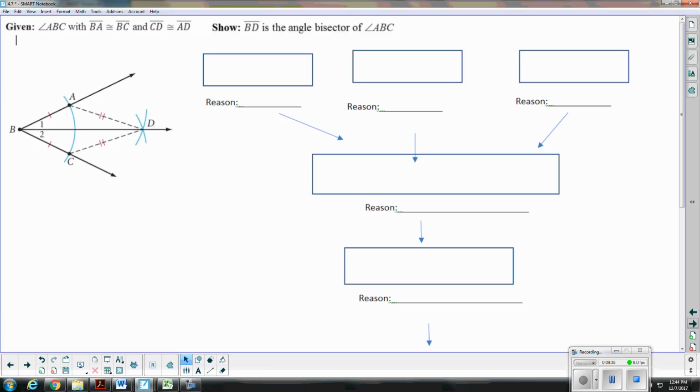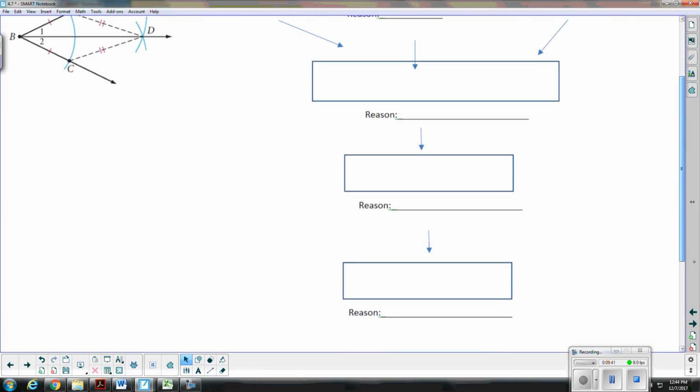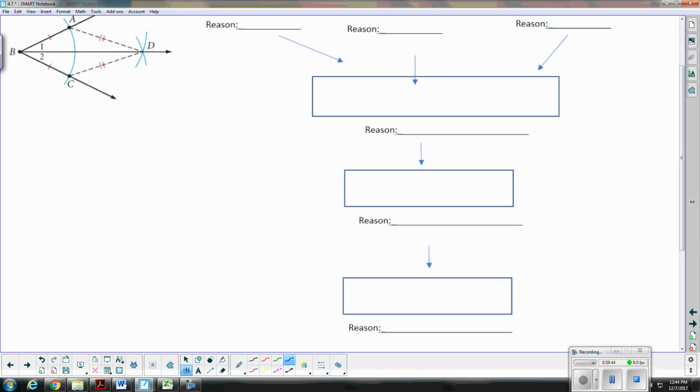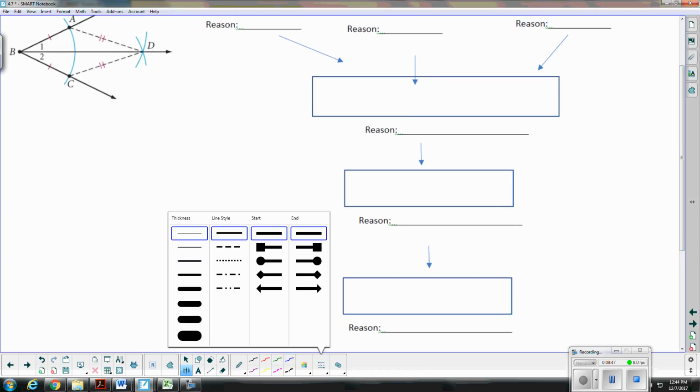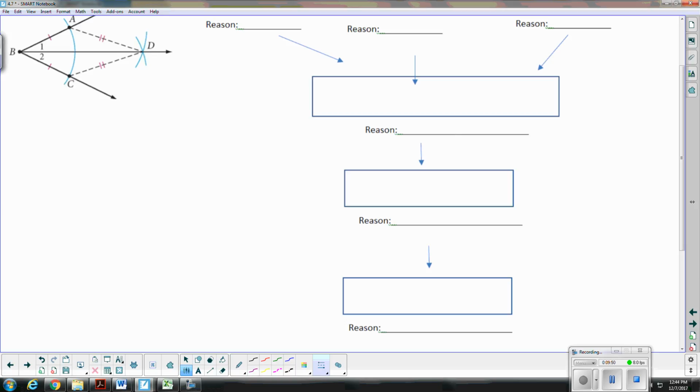So sometimes it helps to think backwards a little bit. So the final thing that we want to show, you can go ahead and skip forward if you want and write that in the last box. So we are trying to show that BD is the bisector of angle ABC. Now, we don't know this yet. That's what we're trying to get to.